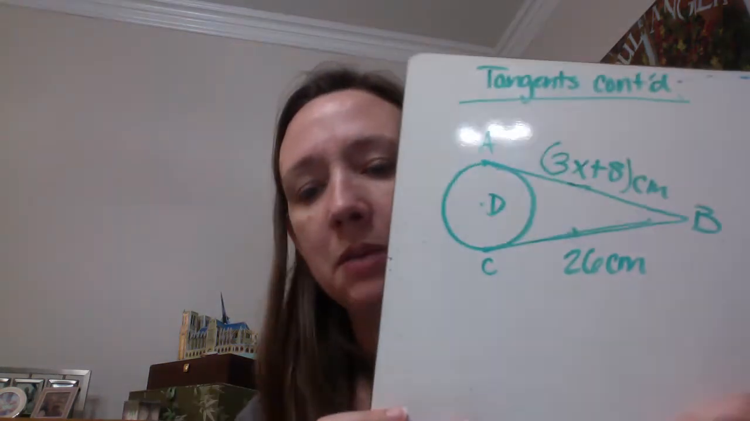So let's do the example that they've already done. Oh, you know what? They've done it. You can read it. Let's do the example that's not done, like 4a. So it gives us 3x plus 8 centimeters, and then 26 centimeters. Mine's backwards from theirs, but it's the same concept.